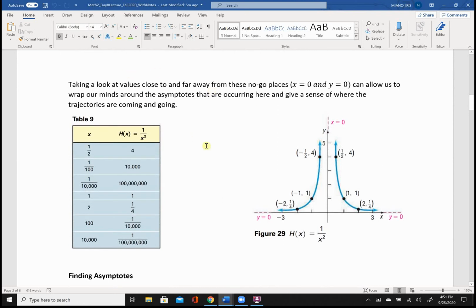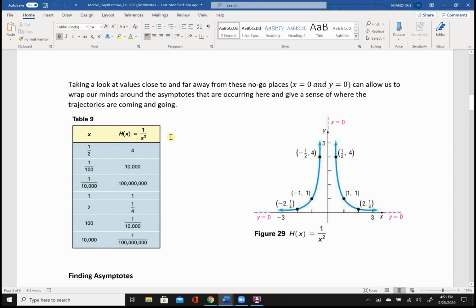So taking a look at some of these items that I just grabbed from your textbook, I want to have us talk about the end behavior and how it pertains to asymptotes that are occurring for this particular function h of x, 1 over x squared, okay? So if we plug and chug values into and get outputs for our function really close to these no-go places and also really far away from them, then we can determine what the end behavior of our function is.